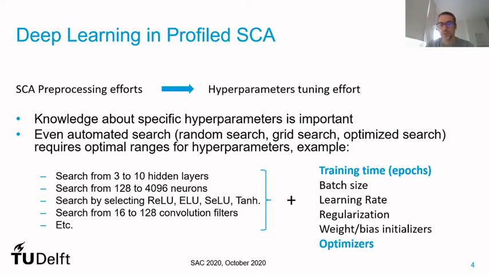Besides all these constructive aspects of the network that are hyperparameters, we also have extra parameters that we need to tune, which are related to the training phase. Let's say how long the training will take, how many epochs, the batch size to process each iteration, the learning rate, the regularization aspect, initializers for the weights, and also very important, the optimizer used to train your neural network. So in this work, we focus mainly on the relationship between optimizer and the training time, the number of epochs to train the neural network, and how the attack performance behaves when you have different combinations of these parameters.